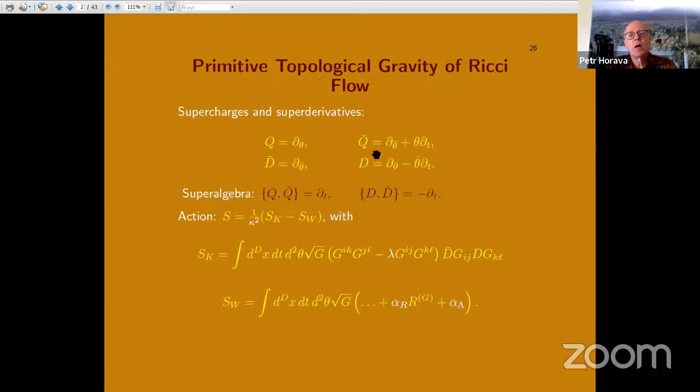For Q bar, I choose a different representation. I choose d by d theta bar plus this additional term. And this will be important for us if we don't deform the naive BRST, anti-BRST algebra, which would contain only Q square into zero, Q bar square into zero, and their anti-commutator being also zero. If I don't deform it to this fancier super algebra where Q and Q bar anti-commute to a time derivative, I would not be able to establish the contact with the Ricci flow.